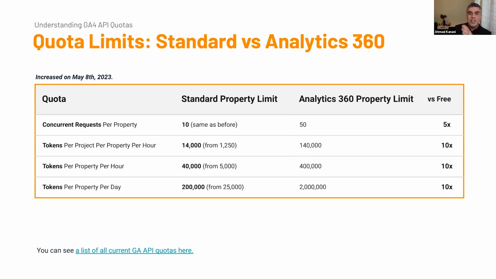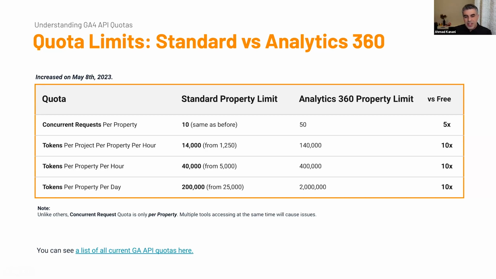For Analytics 360, if you're paying Google, I bet you already know that, but if you don't, you get 5x concurrent request quotas and 10x the token-based quotas, which should be enough for most use cases, unless you're dealing with millions of hits and events and sessions per day, or even more than that. There's a link here. You can search for it. There's a list of all current GA API quotas. If you're watching this after a few months, it might have changed, so the updated version can be found on Google's website.